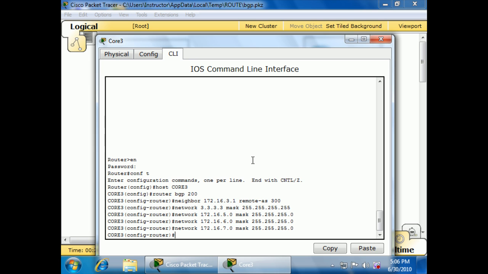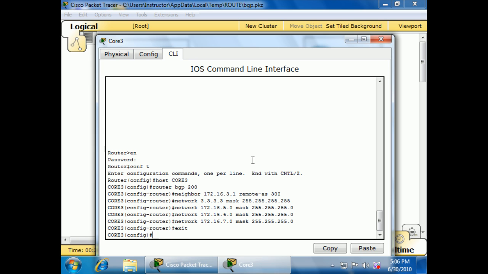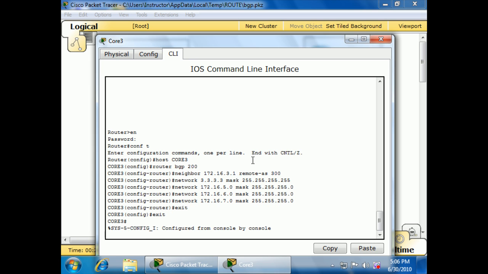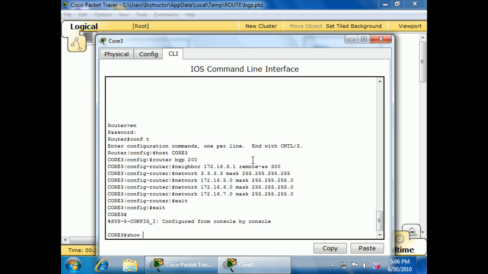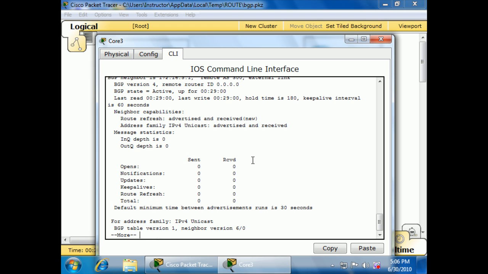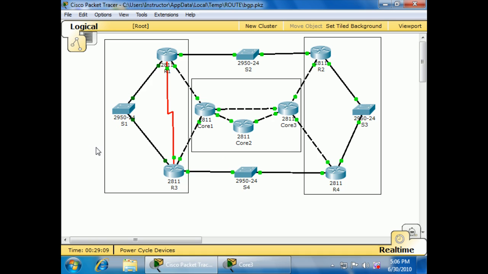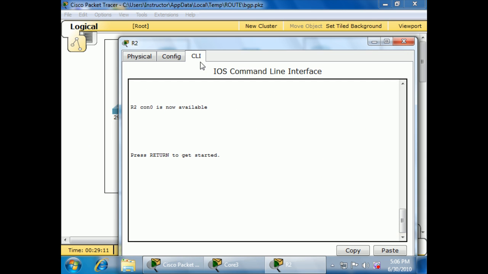All right, so we've got those network commands. Again, I'll exit. Exit out again here. Show IP BGP neighbor. Again, I'm stuck in active because the other side doesn't know that it's going to be a neighbor with me. I haven't set that up yet. All right, so let's go over to router 2.